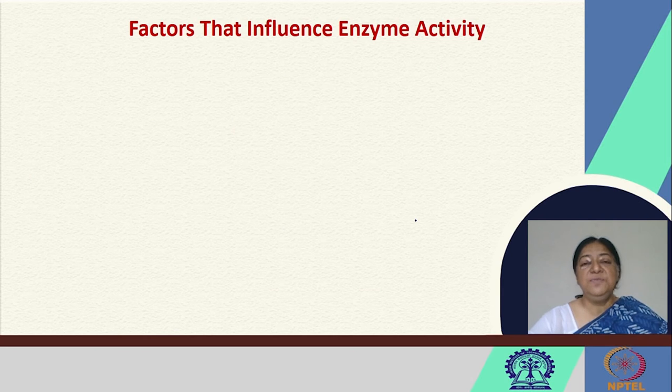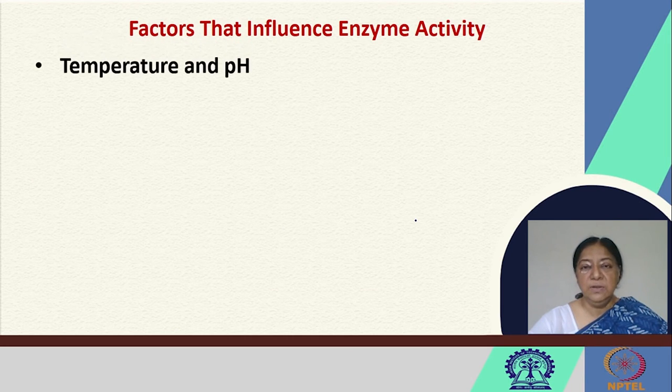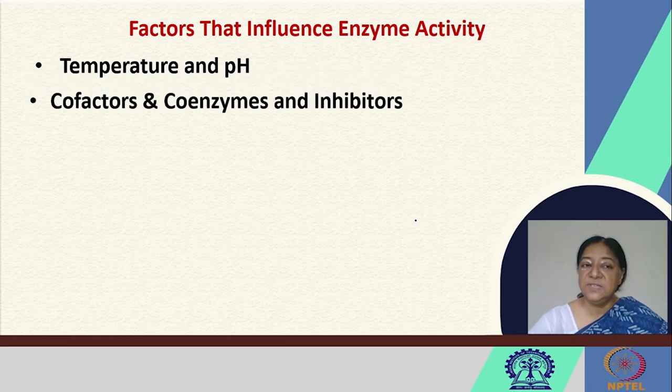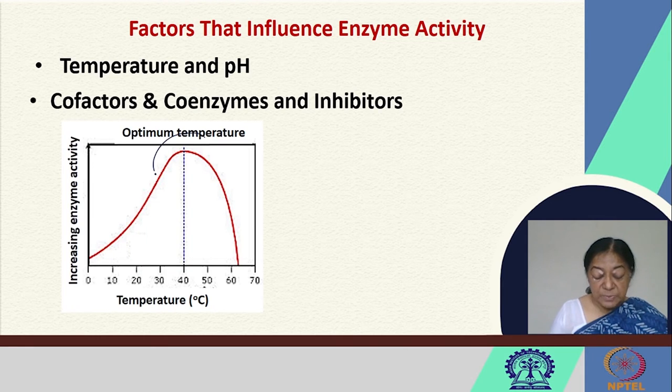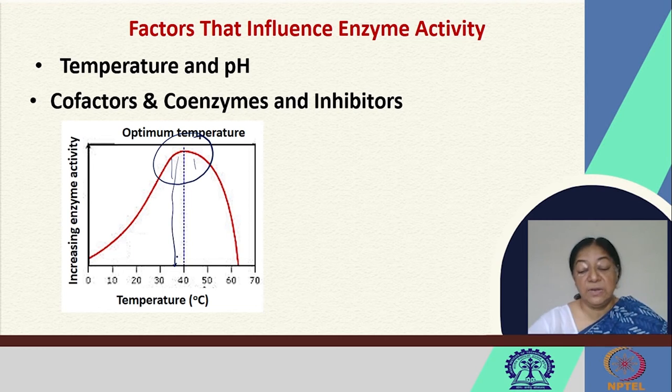So factors that influence enzyme activity are similar to those involved in a protein. Temperature and pH: any change would result in a loss of structure and a loss of function, in this case a loss of enzymatic activity, and also cofactors, coenzymes, and inhibitors. So we would have an optimum temperature for enzyme activity, which is around our body temperature, around 37 degrees centigrade.